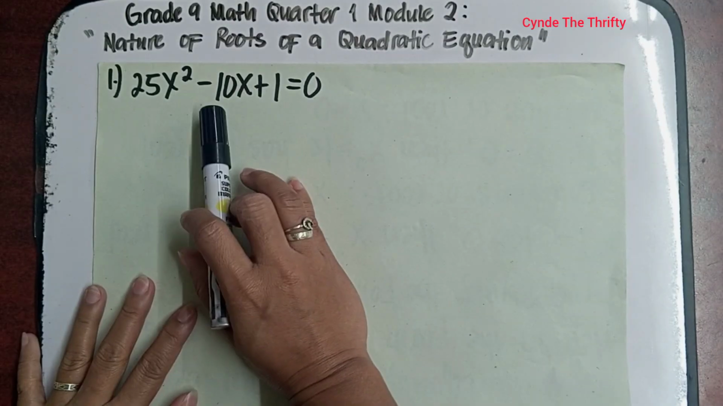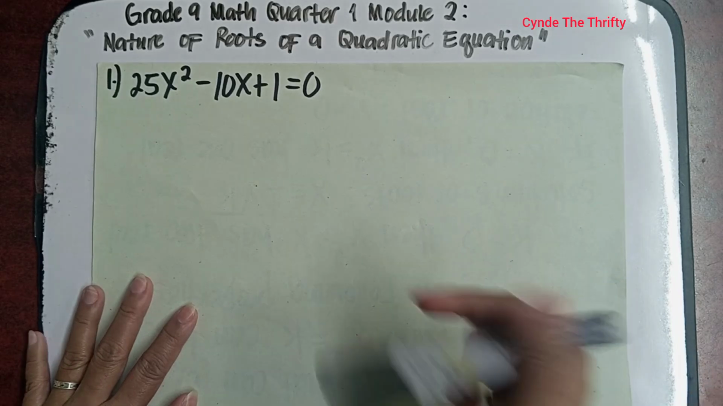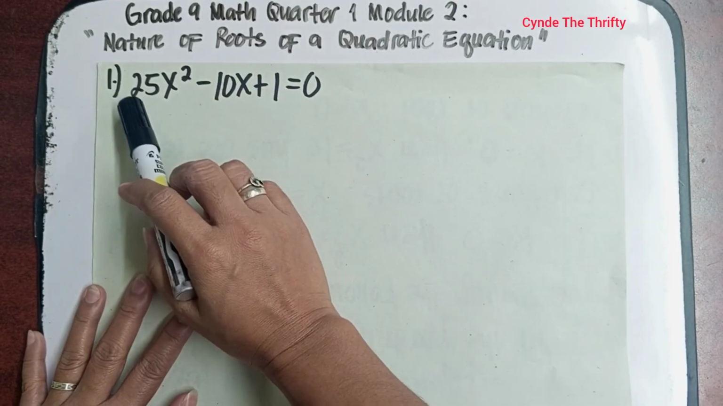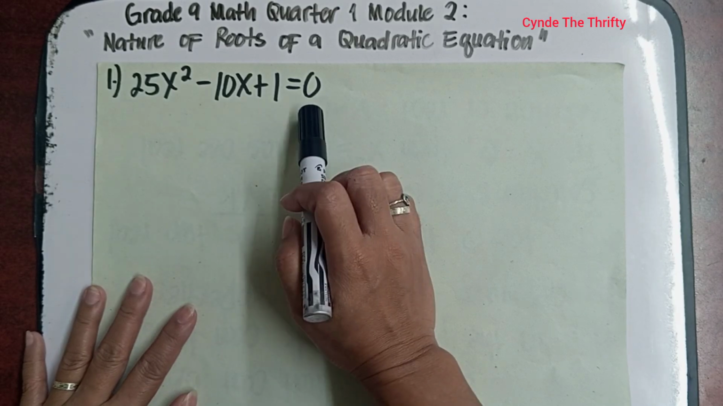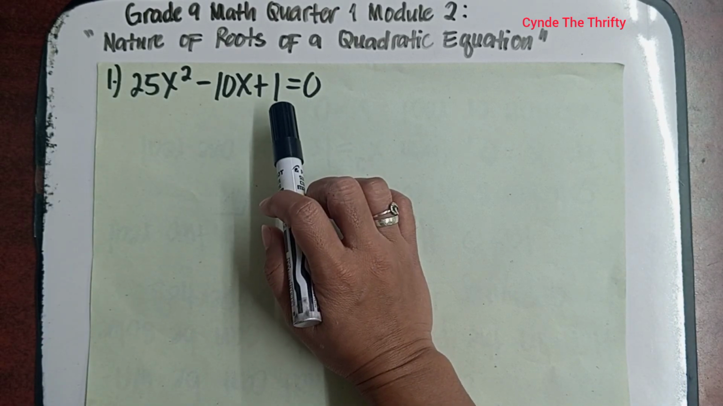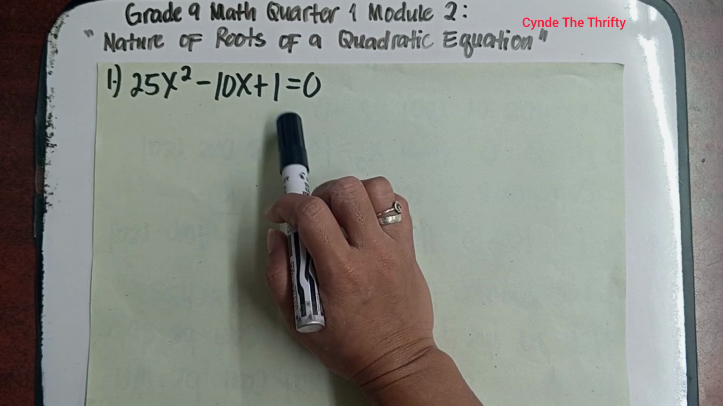Okay, so isolve natin ang ating first example. Dito na lang tayo mag-solve kasi wala nang laman yung aking whiteboard marker. Okay, so that is 25x squared minus 10x plus 1 is equal to 0. Okay, so hahanapin natin ang discriminant pagkatapos i-describe natin ang nature ng kanyang roots.